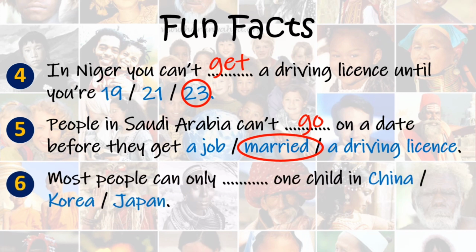Okay, number 6 now. Most people can only blah blah blah one child in China, Korea, or Japan. The answer is correct. Have one child in China, Korea, or Japan. In China, I think the reason is very obvious, because China has the biggest population in the world, right?